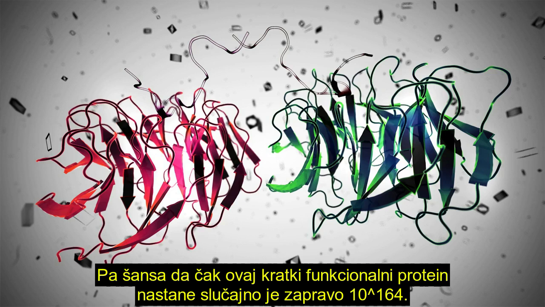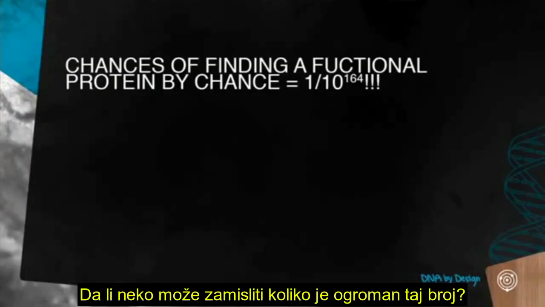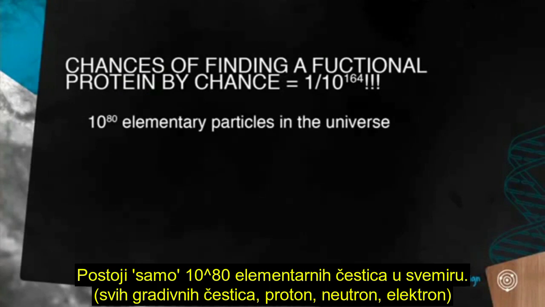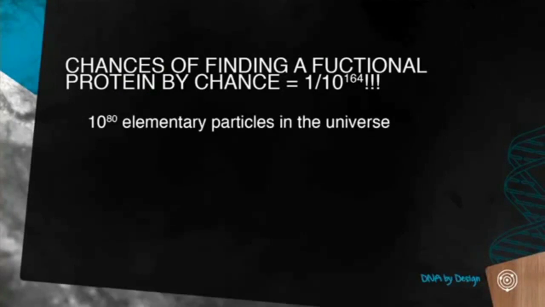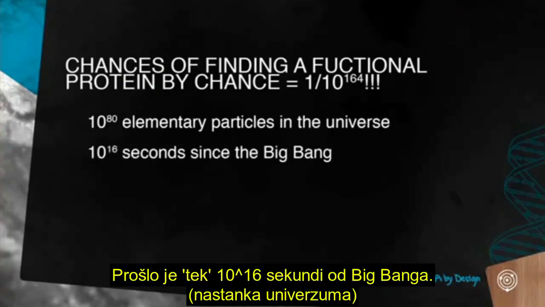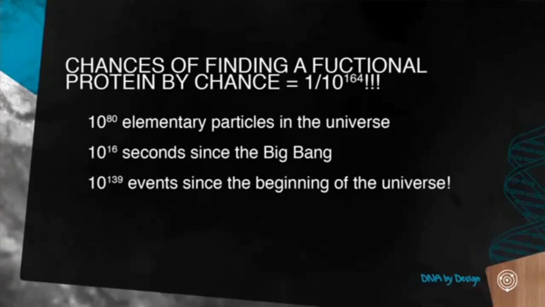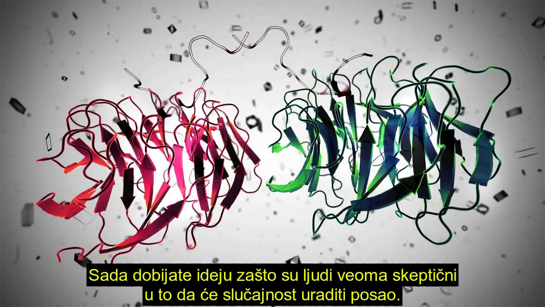You remember how you do this in math? You can add the exponents if you're multiplying exponential numbers. 164. Thank you very much. Okay? Wow. Now, can anyone get their mind around a number that big? There's only 10 to the 80th elementary particles in the entire universe. There's only 10 to the 16th seconds since the Big Bang. There's only 10 to the 139th total events since the beginning of the universe. Now you're starting to get the understanding of why people are very skeptical that the chance hypothesis is going to do the job.